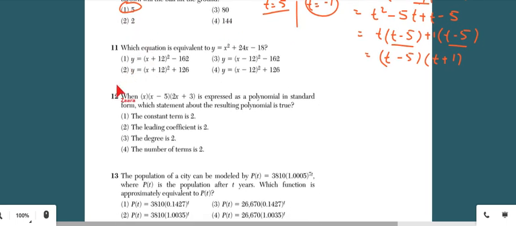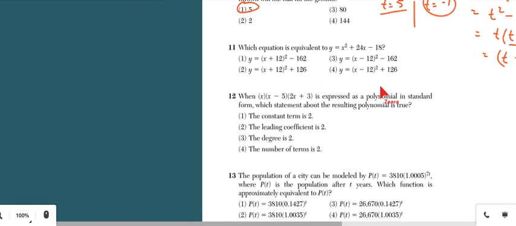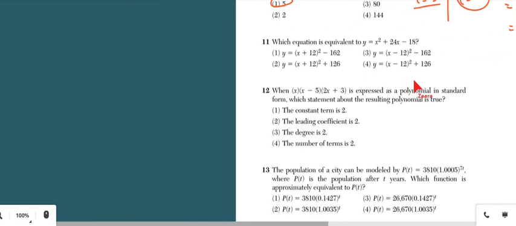Okay, which expression is equivalent to this one? So this can be done with the help of the completing square method. So y equals x square plus 24x minus 18. So I can write it as x square plus 24x.